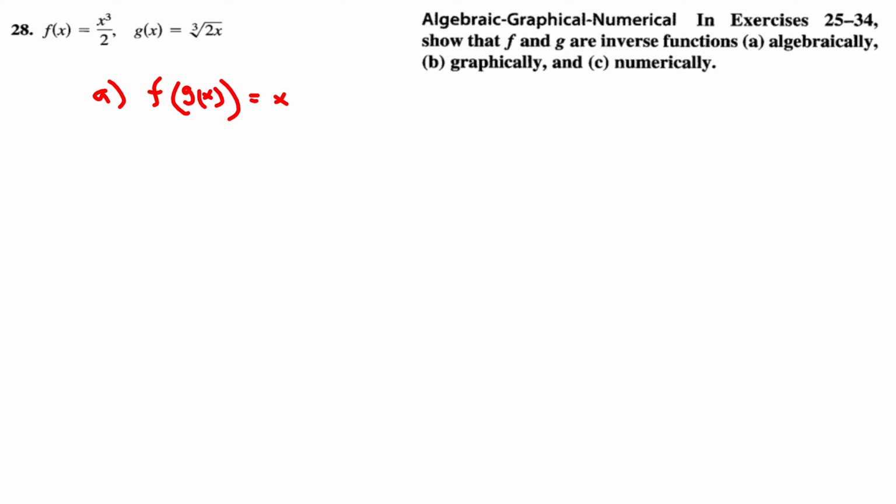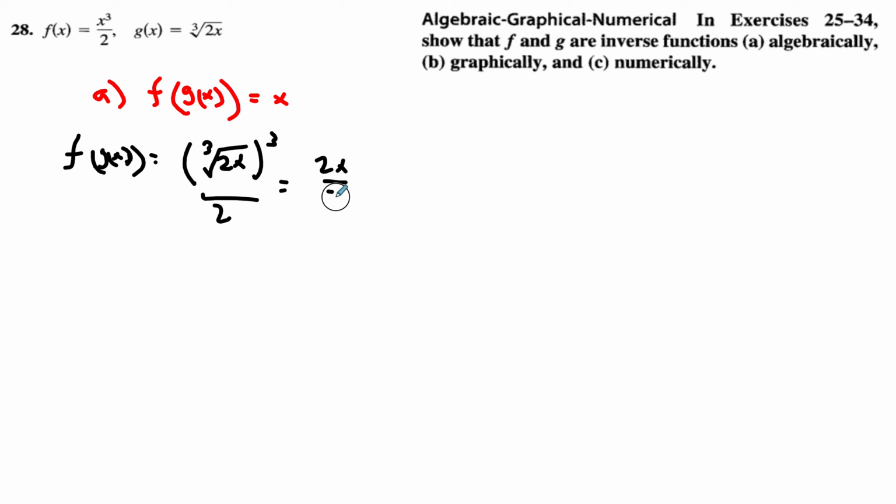So how do we do that? Well, we actually show this algebraically. So f of g of x would mean we take g of x, the cube root of 2x, and then we plug it into f of x, which means we cube it, and we divide by 2. Hopefully you recognize that cubing undoes the cube root, so we end up with 2x over 2, and then the 2's cancel, so we get x. So yes, that shows algebraically that they're inverses.